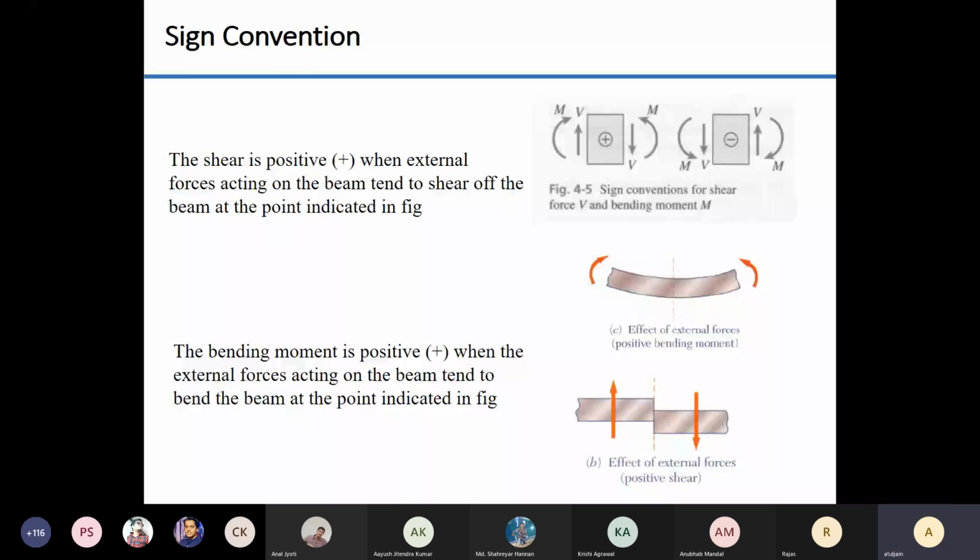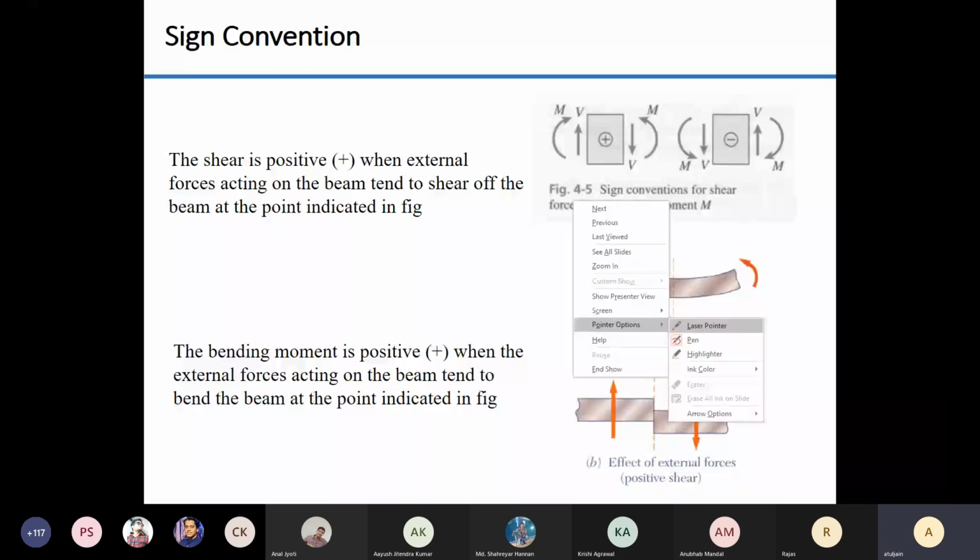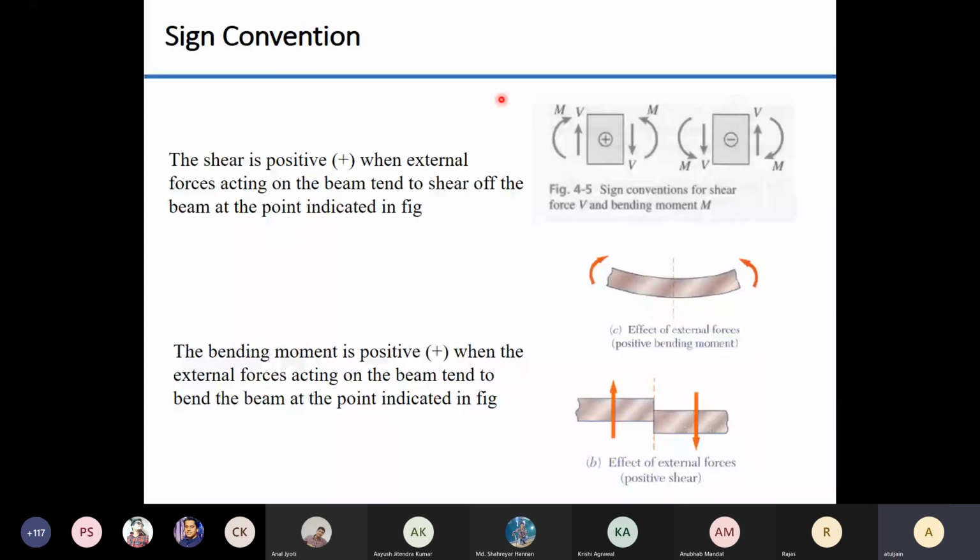Okay. Be careful about the sign convention. The sign convention that we use is as shown here. If you are looking from the right hand side, then anti-clockwise moment is positive. If you are looking from the left hand side, clockwise moment is positive. If you are looking from the right hand side, downwards pointing shear is positive. From the left hand side, upward facing shear is positive. So you have to be very careful about the sign convention that you use.